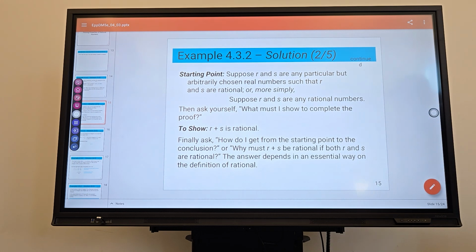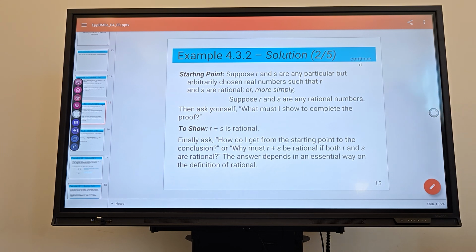Suppose that r and s are particular but arbitrarily chosen real numbers such that r and s are rational, or more simply, suppose r and s are rational numbers. What must I show to complete the proof? r plus s is rational. Finally ask, how do I get from the starting point to the conclusion? Or, why must r plus s be rational if both r and s are rational?